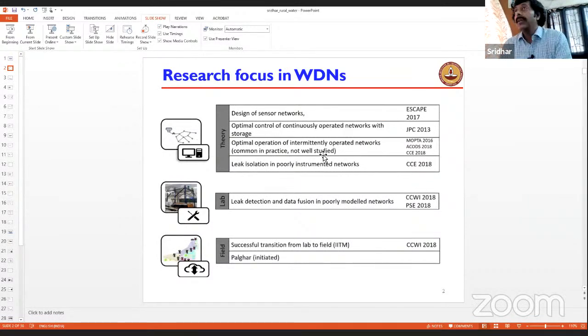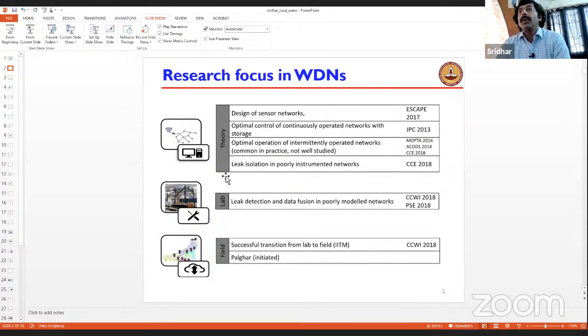As I was saying, over the last several years we've been working on water distribution networks, and not just focusing on theory, that is, developing theoretical methods for designing water networks, designing the locations of pipes, pumps, valves, and sizes. Now, how do you control these networks? How do you operate these networks? How do you isolate leaks in networks which don't have a lot of instrumentation? We don't have a lot of sensors, and therefore it's very difficult to pinpoint the location of the leak. So how do you solve these kinds of problems? We have come up with what we think are very relevant solutions in the Indian context, and for several of our friends who are attending the talk today.